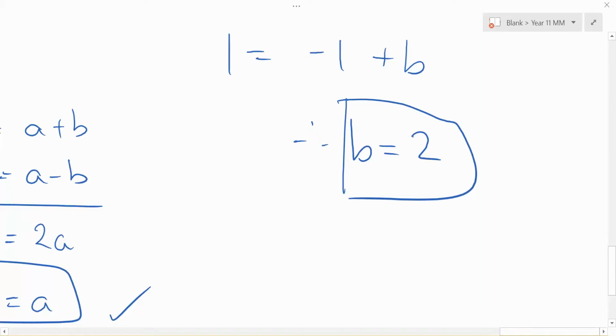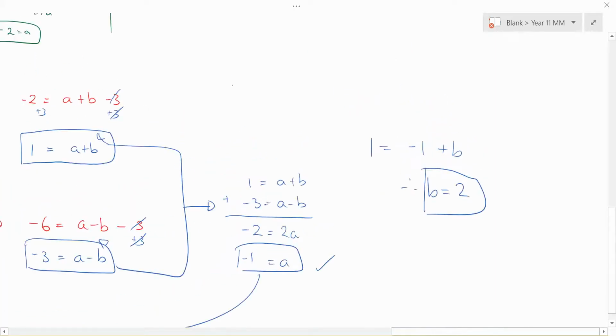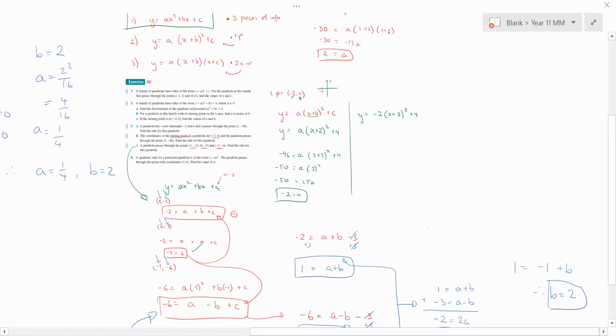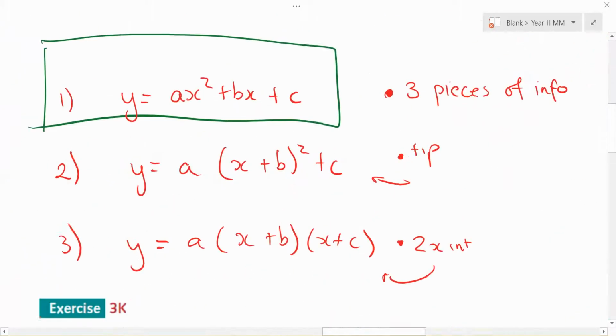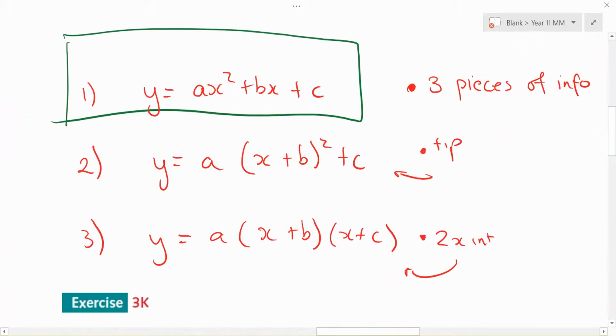Okay, I'm going to pause the video here because I think that's a good practice for the first 3 questions there. Choosing the 3 main equations, 3 pieces of information, turning point, and 2 x-intercepts. I'm going to make more videos on 3K as well, but I'm just going to post this to get you thinking. Okay.